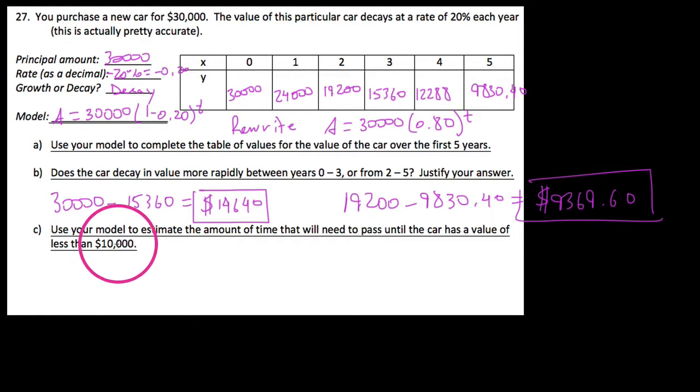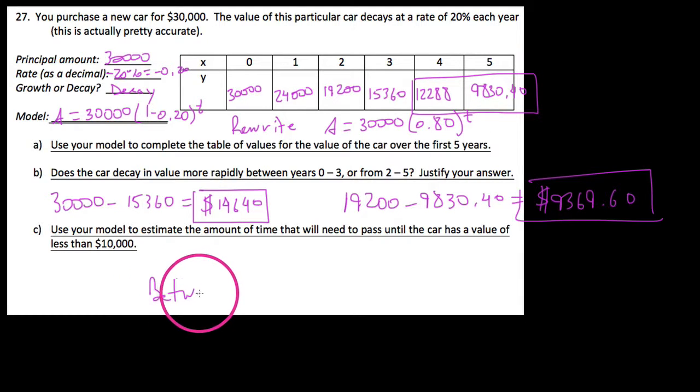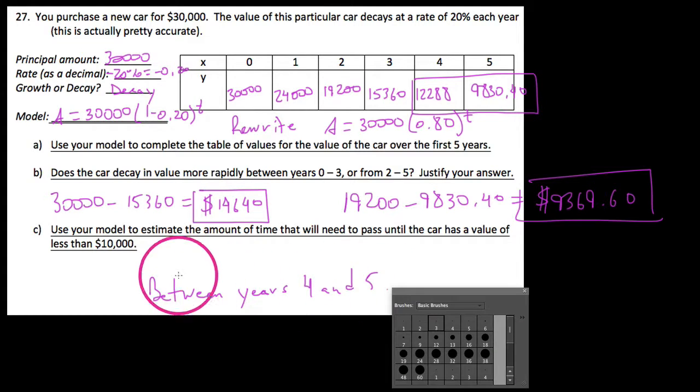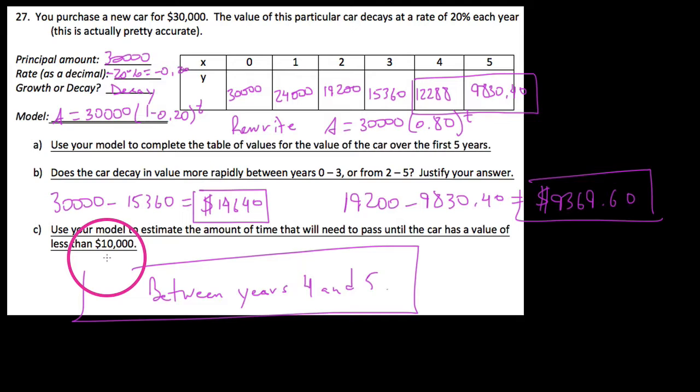So using this model, I want to do a similar thing we did last time. Estimate the amount of time it's going to have passed before it's worth $10,000. And the neat thing here is that we've already made a table sufficiently far enough out to see that it goes from above 10,000 to below 10,000 between years 4 and 5. So we're going to say between years 4 and 5. And as far as we're concerned right now, we just kind of want to narrow it down to that.